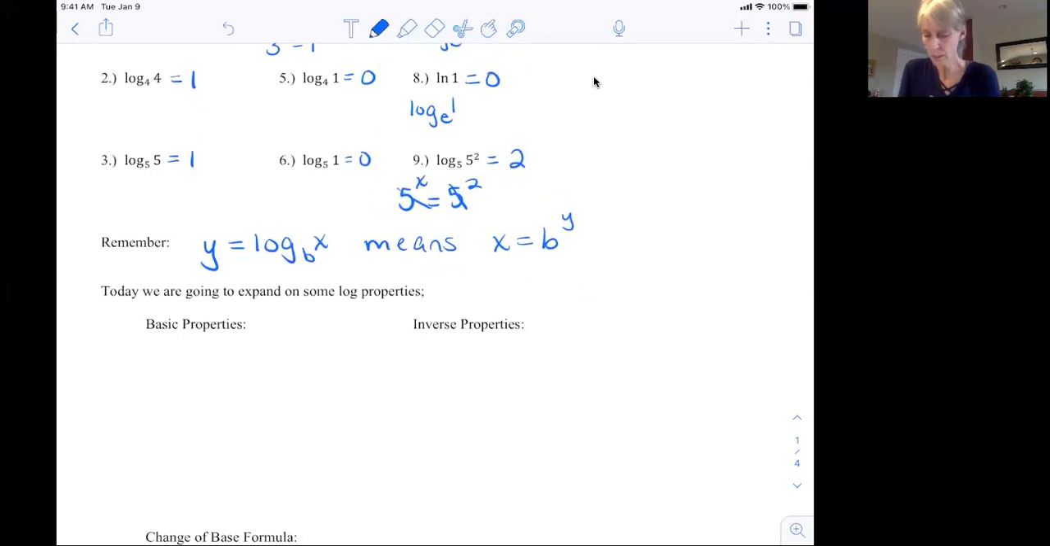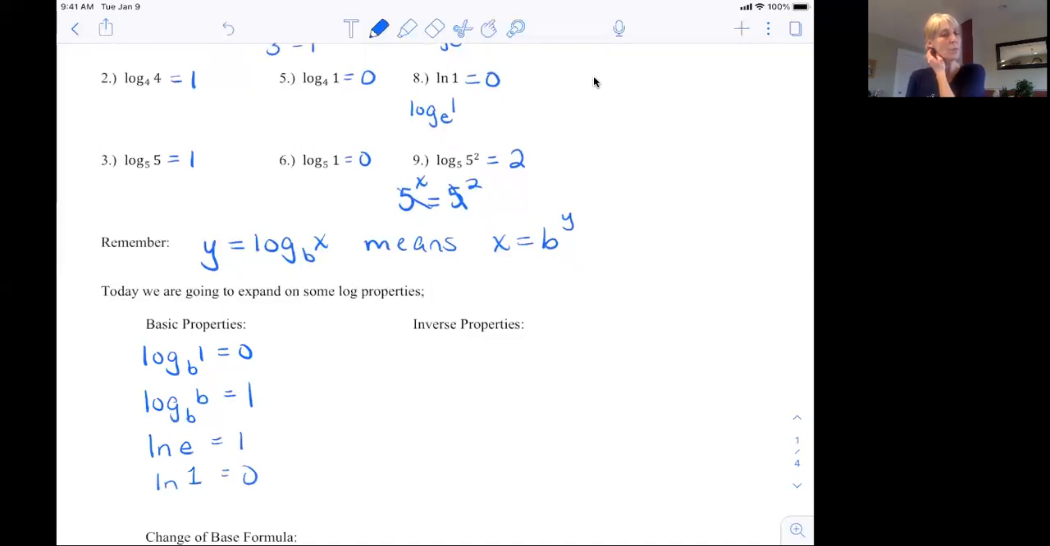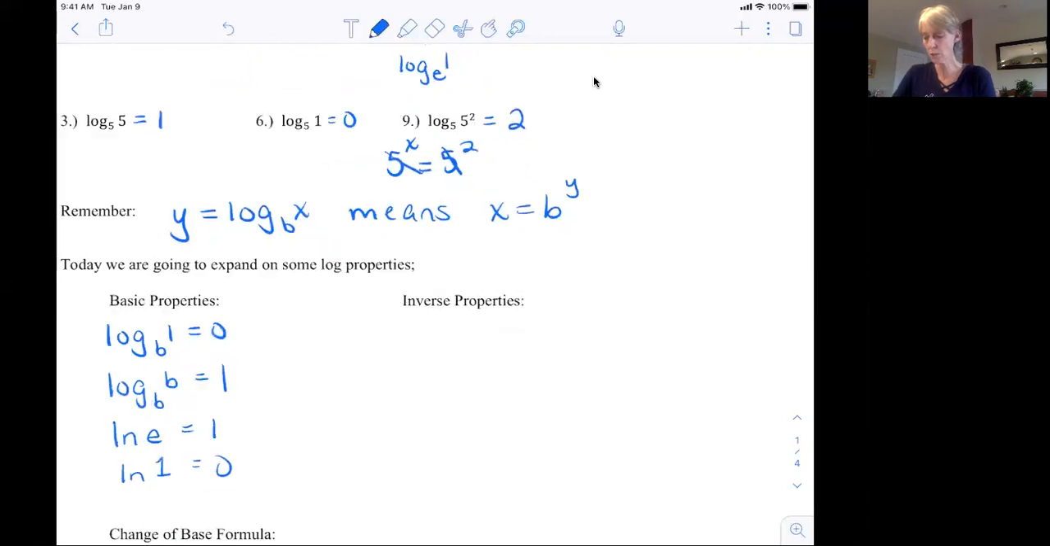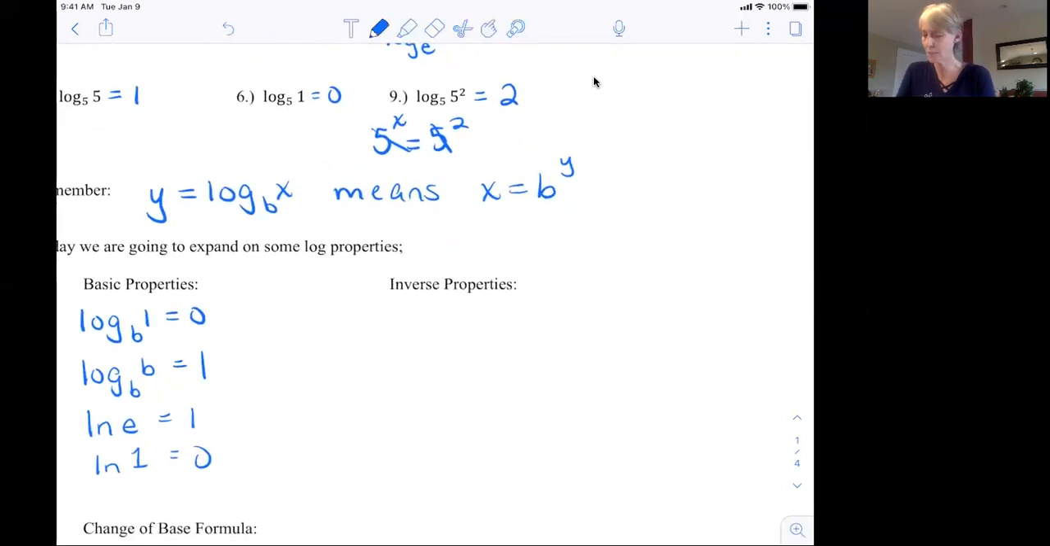Okay, so today we're going to summarize from up above some basic properties, written in a general way. So our basic properties are log base b of 1 equals 0. Log base b of b equals 1. ln of e equals 1, and ln of 1 equals 0. Okay, so these are properties you should just know. Hopefully you remember them from last year. Okay, now we're going to write them in their inverse form. This is a little confusing, so I'm just going to write them down and then we'll try to use them in some examples.